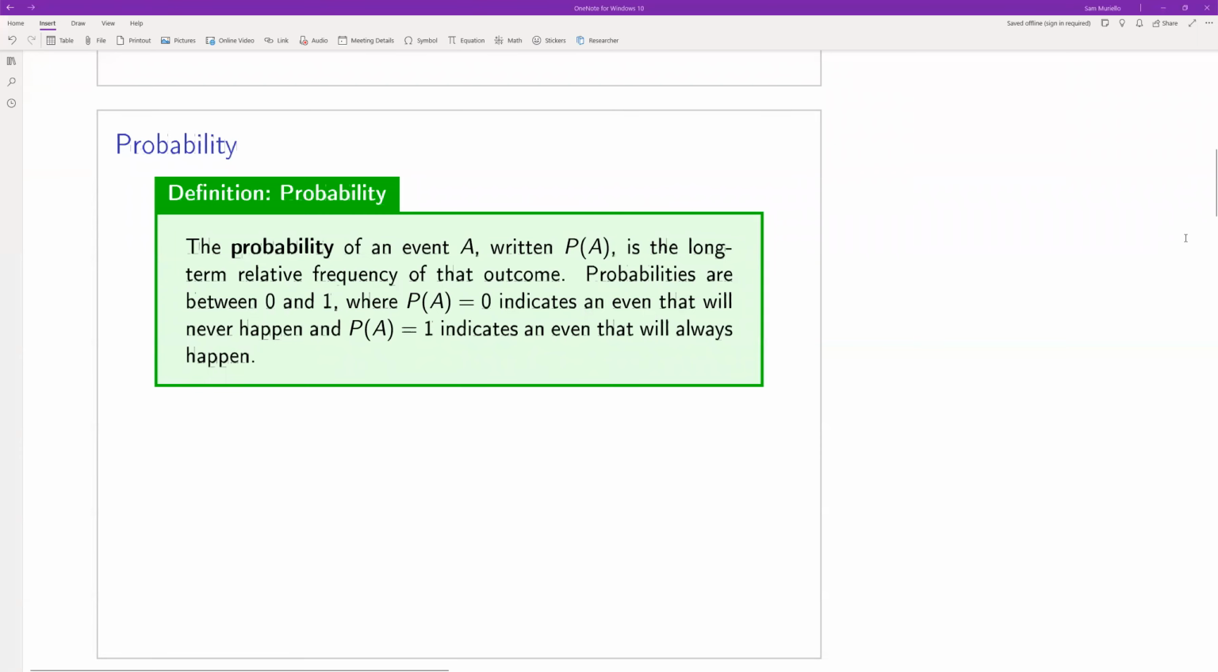Okay, welcome back. Today we're going to be taking a look at Chapter 3, which is all about probability. Now, probability is the chance of an event occurring, or more formally, it is the long-term relative frequency of a given outcome. A probability will be any number between 0 and 1. A probability of 0 means that the event is not possible or it will never happen, whereas a probability of 1 means that the event will always happen.